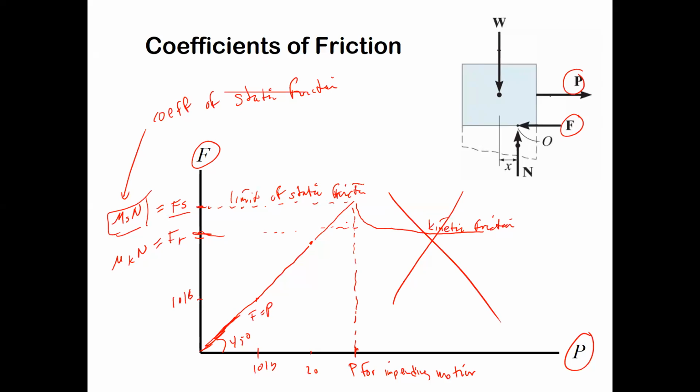At that point, it starts to move, right? The friction force is tracking the pulling force all the way up until it hits that limit, right? So if we're less than the limit of static friction, is the box going to move or not? If we're less than the limit of static friction, the box stays stationary. If we're over the limit of static friction, the box starts moving.